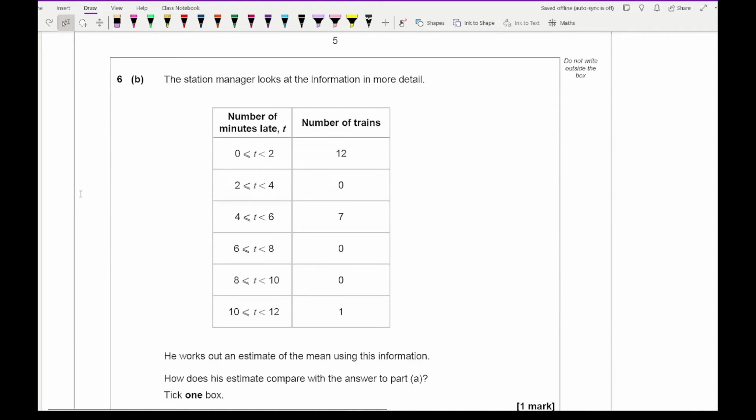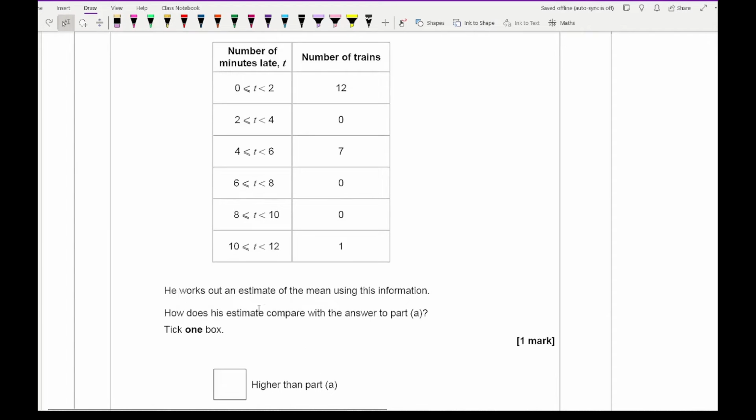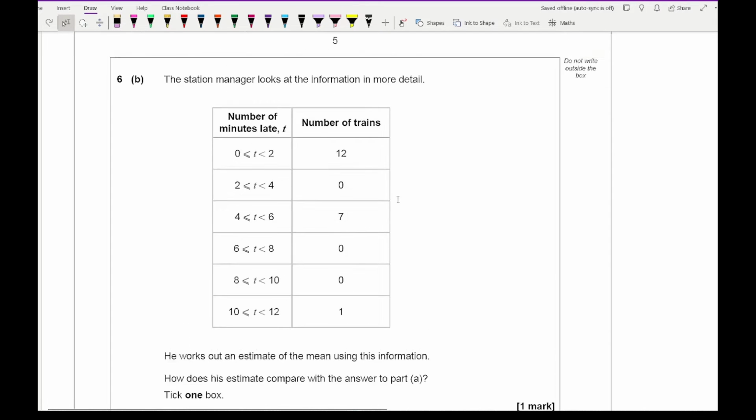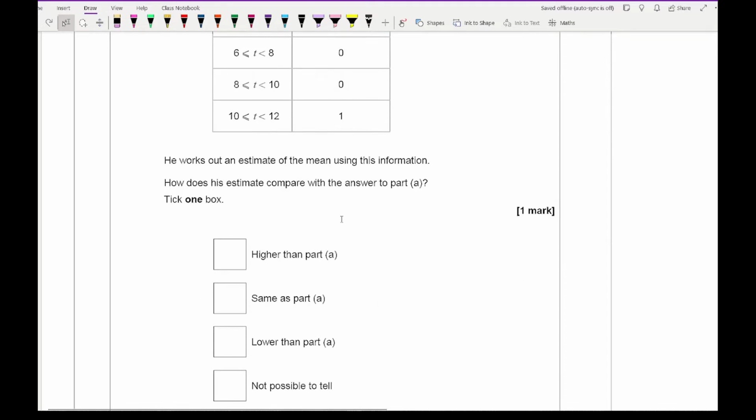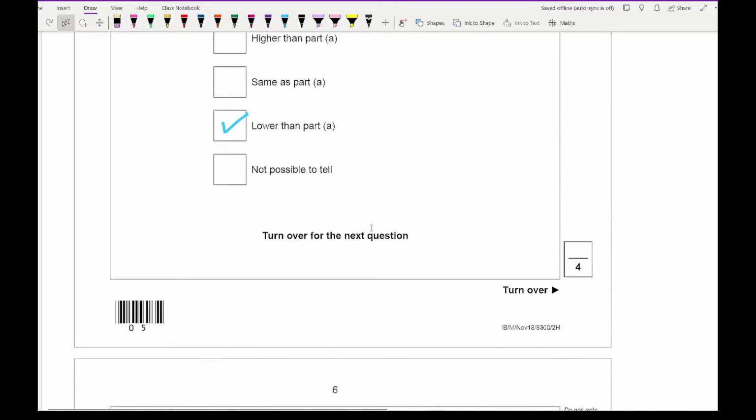Then for B, it says the station manager looks at the information in more detail and has this set of data. It works out the estimated mean using this information. How does this estimate compare with the answer from part A? Now, because obviously we've got a lot lower number of trains that are late, it's basically going to mean that the answer is going to be lower than part A.